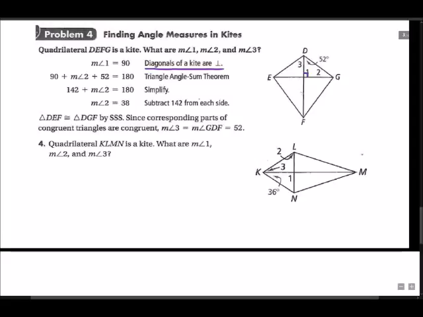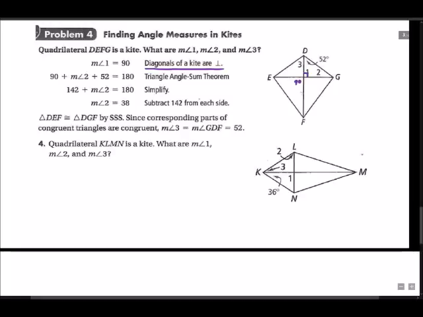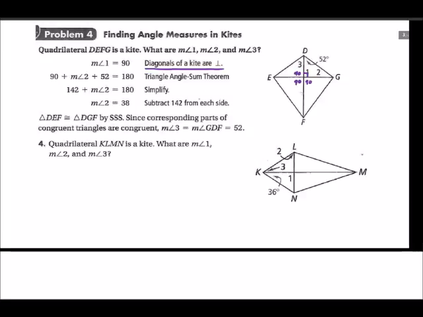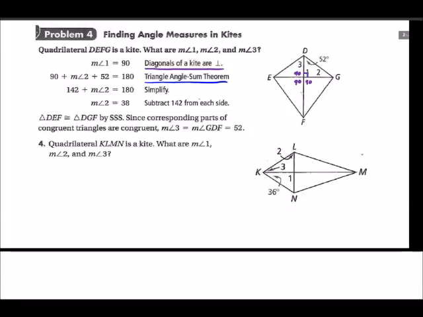The diagonals of a kite are perpendicular, and right angles, definition of right angle is 90 degrees. All right, so if we know that that measures 90 degrees, and all of these measure 90 degrees then, right? Because perpendicular is perpendicular all the way around. So if we know that measures 90 degrees, how are we going to find the measure of angle 2? Yep, you saw it. Triangle angle sum theorem. So we can get the measure of angle 2 is 38 degrees.